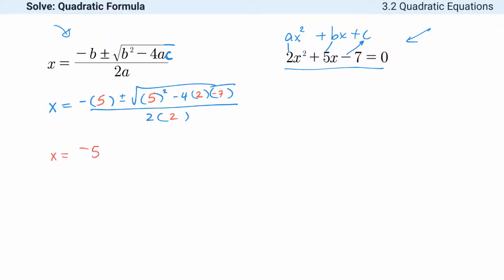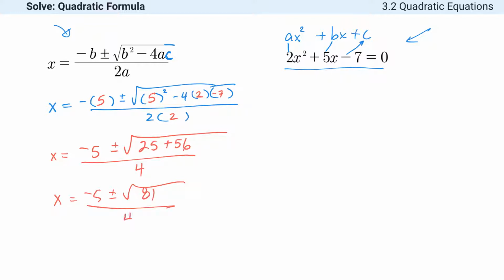Okay, if I simplify this, it will be minus 5 plus or minus the square root of 25. Okay, 4 times 2 is 8, times 7 is 56, negative times negative would be a positive 56, all over 2 times 2 or 4. So simplifying again, minus 5 plus or minus, if I add those two together, that's 81. Oh, that's a nice number, over 4. Okay, I'm just going to continue over on this side. So x is equal to minus 5 plus or minus.